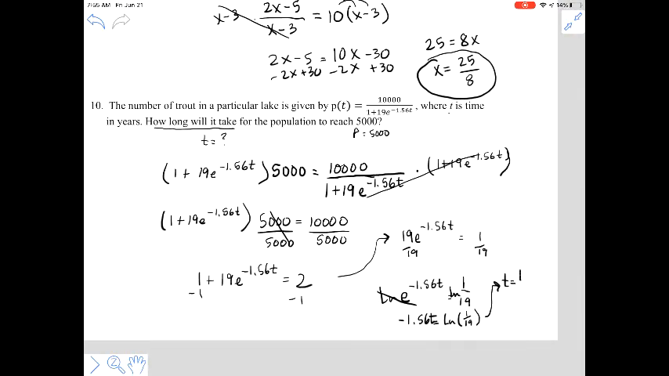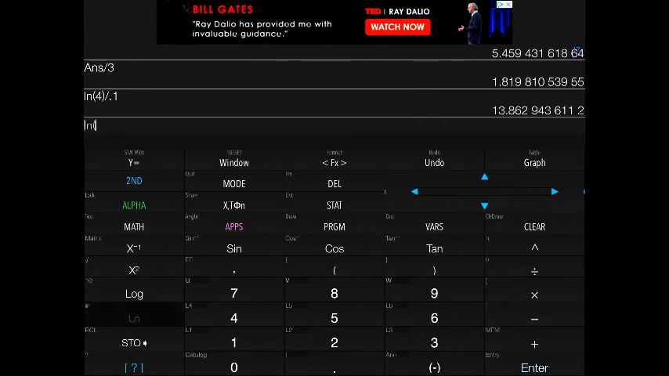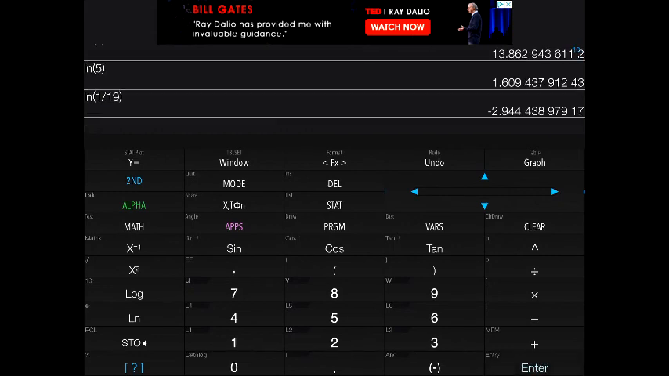So t equals natural log of 1/19 divided by negative 1.56. So natural log of 1/19 divided by negative 1.56. 1.89 years.